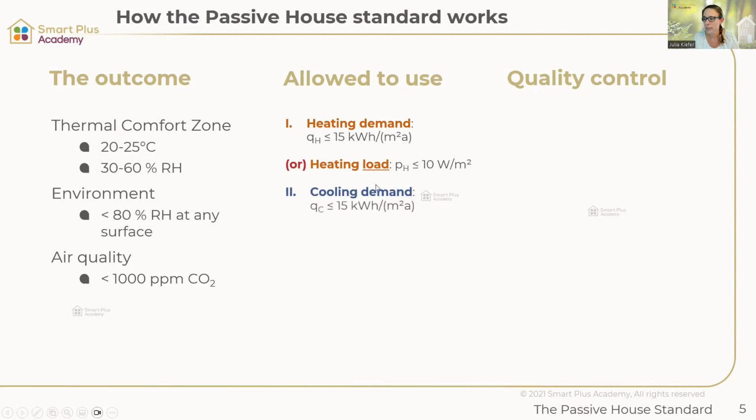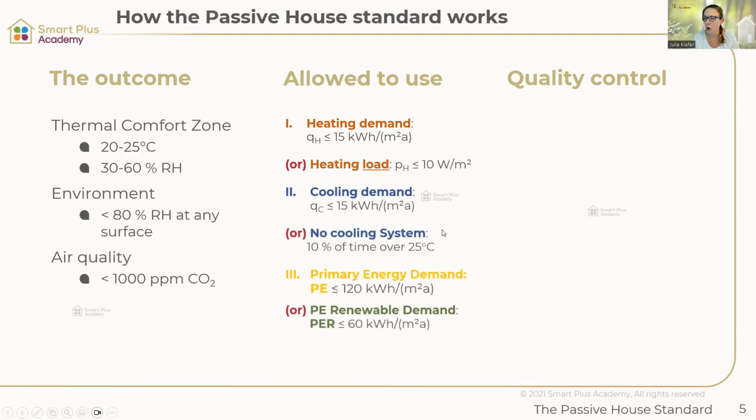Then on our cooling side, it's the same. Our cooling demand can be 15 kilowatt hours per square meter a year, or we have the option to say we don't want a cooling system inside, and then we can have overheating over 25 degrees for 10% of the time. We have to be a little bit careful with that, especially in hot countries, that the overheating isn't too high, because it depends on how comfortable we are. It only says over 25 degrees. If your home heats up to 30, 32 degrees, that's not good enough. But if it's a little bit of time at 26 or 27, then I'd say this is acceptable.